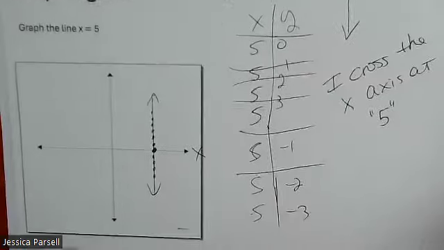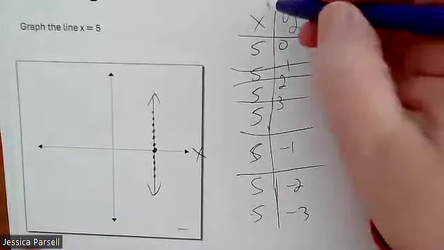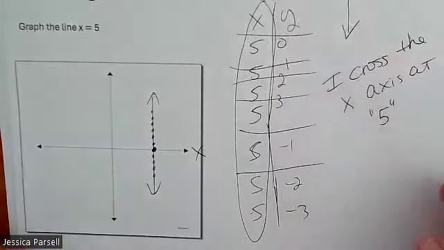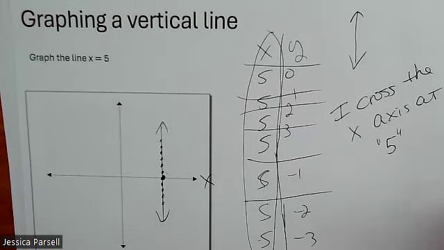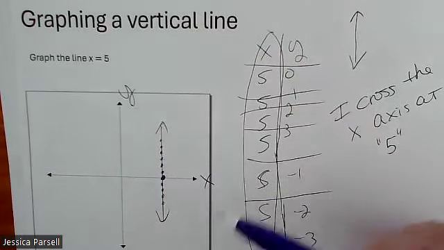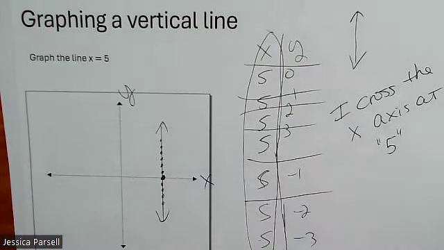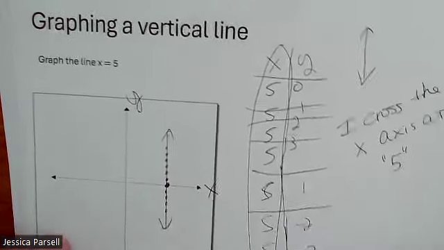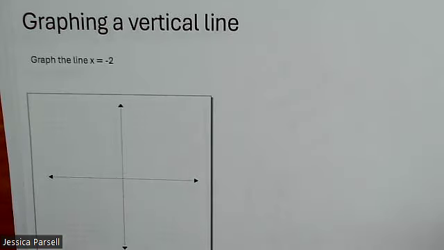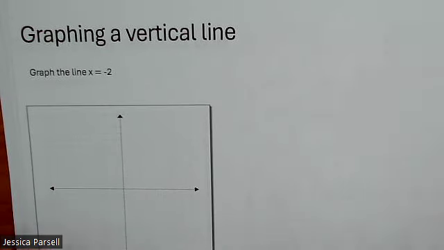So what do you notice? Every single x value is a 5. So if this thing could talk, it's going to say, hey, I'm never going to cross this y-axis here. I'm just doing my thing, being a vertical line, crossing it where x is equal to 5. Let's try another one. Graphing a vertical line, x equals -2.